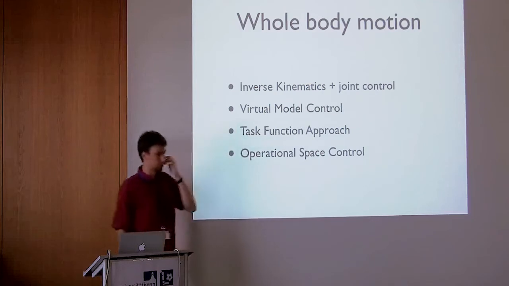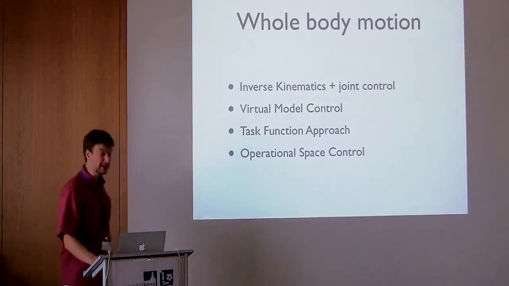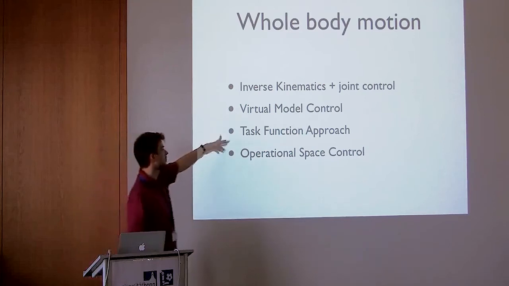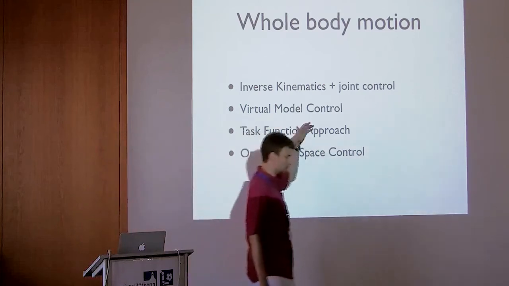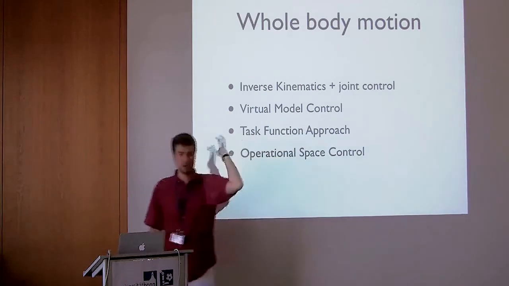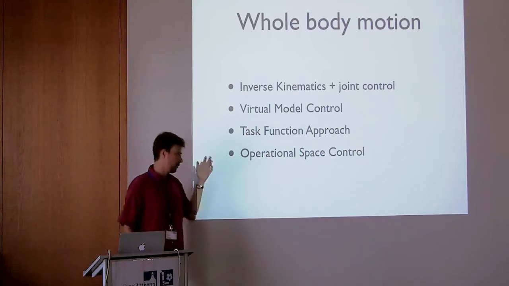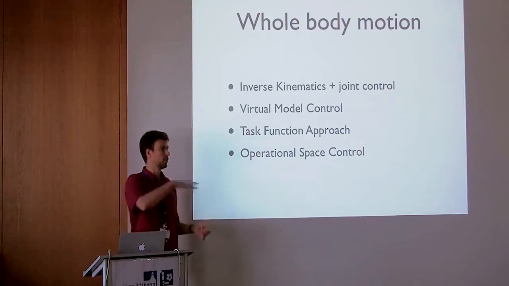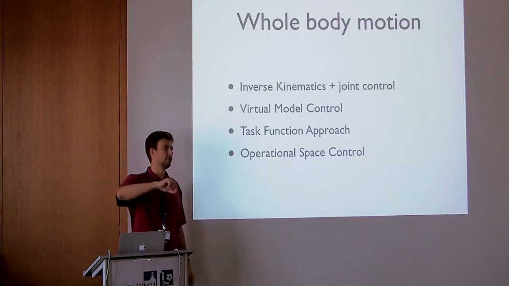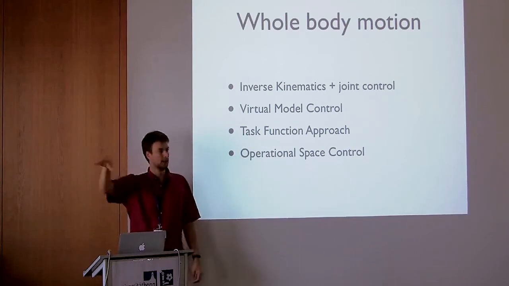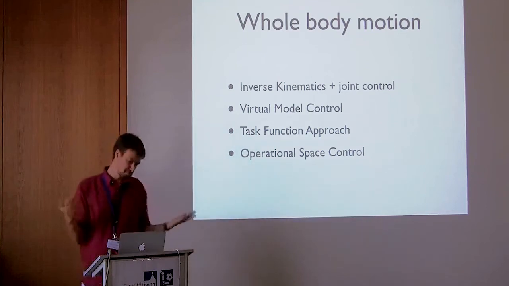Another approach, which was proposed at the MIT lab at some time but didn't get much traction, was called virtual model control. You can find some papers by Jerry Pratt. The idea is that you have some virtual models. If you want to control the head, what you do is have a virtual spring controlling the head of your robot, and things like that.